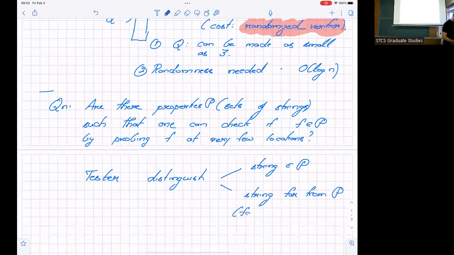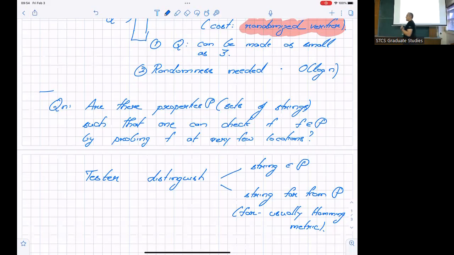Far, we have to define what far is. Far is usually in Hamming metric. So the question is, are there some properties which have this feature? Certainly there is one property: the string is constant, it has the same value at every location. You just check a few locations, check that they are all equal. If they are equal, you accept. And this should work, because if something is far from it, this test will catch it.